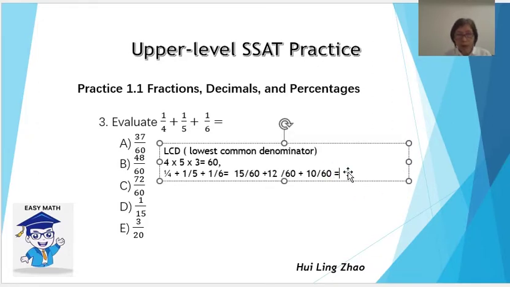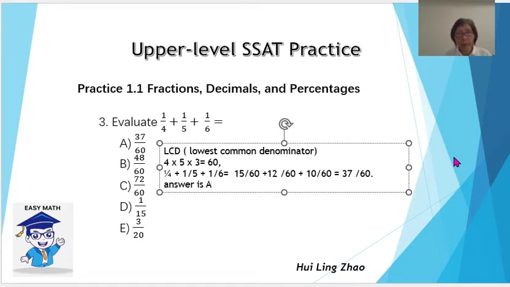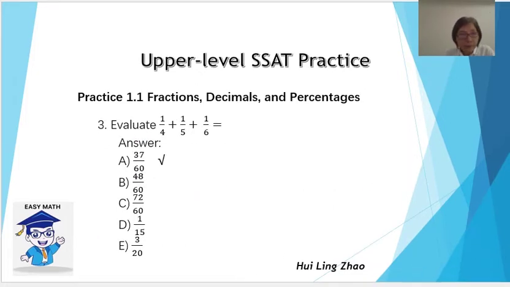So just add the numerators, 15 plus 12 plus 10. So it's 37, right? It's 37/60. That means 37/60 is the answer. The answer is number 8, right? It's number 8, 30/60. Okay, it's number 8.